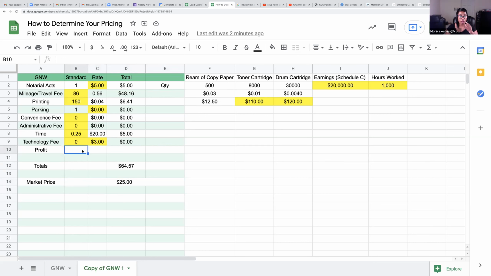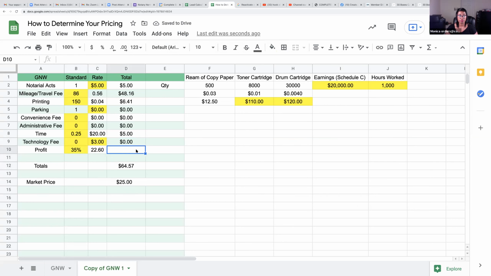So when you look at profit, what you want to do is look at, for me, my standard rate is 35%. So what does that mean? That means that this total right here is getting ready to get jacked up by 35%. You figure your expense base first, then you add your profit on top. So what does that look like? Well, that is $64.57 times 35%. That looks like $22 and some change. All right.